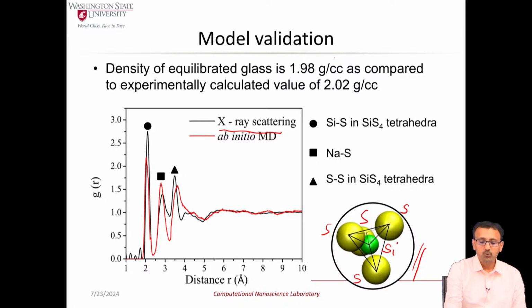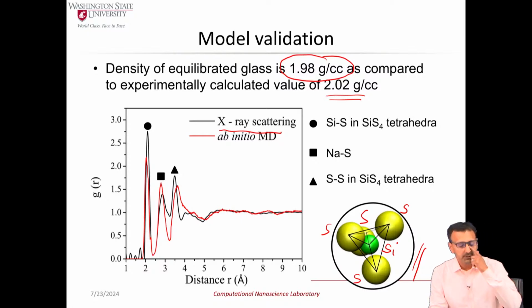So, we calculated density from our calculations, and our calculated value was about 2.02 grams per cc compared to the experimental measurement, which showed 1.98. So, that is a pretty reasonable comparison. It compares pretty well with the experimental data.